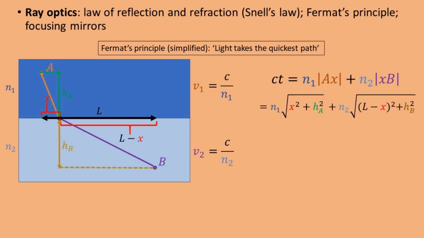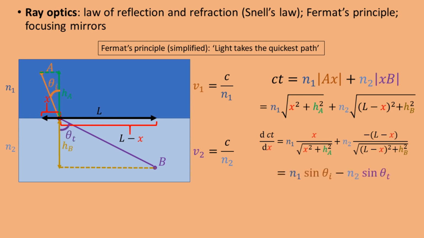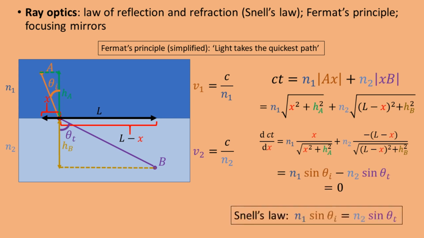Pythagoras' theorem. Since we want to find the point x for which the total travel time is minimized, we take the derivative of cT with respect to x and we will set it equal to 0. So if we write down the expression for the derivative, we see that we can write it in terms of the sine of the incident angle and the sine of the transmitted angle. And if we set this expression equal to 0, we can rearrange it to find Snell's law.